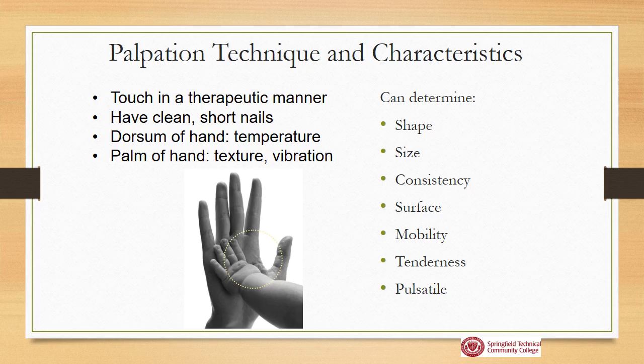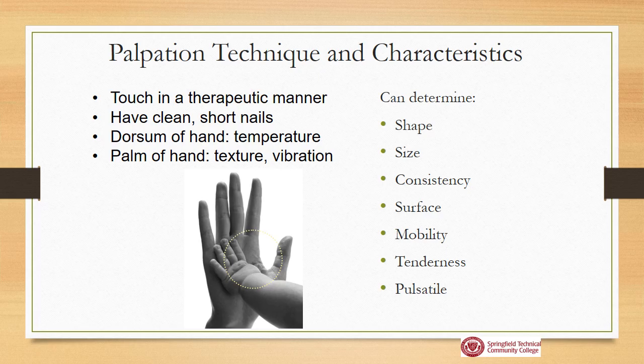You're going to use the palm of the hand to assess texture and vibration, and you can use the dorsum or the back of the hand to assess temperature, placing the back of your hand against the patient's cheek or forehead. That's the most accurate way to measure temperature. Using palpation, you can detect a lot of different things about your patient, the shape and size, consistency. You're going to assess a patient's surface of the skin.